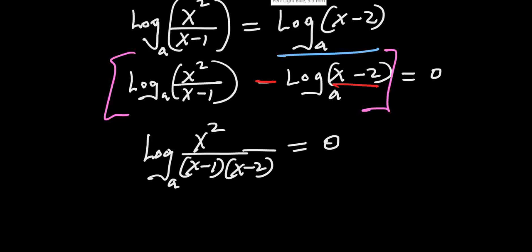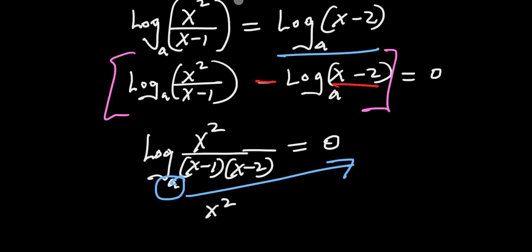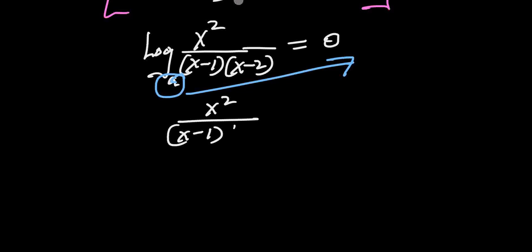So at this point, we need to write this equation in the index form. So we are going to switch the base over here and to the exponent of 0. So this will become x squared over x minus 1 times x minus 2 is equal to a to the power of 0.